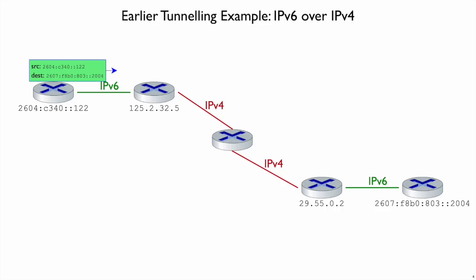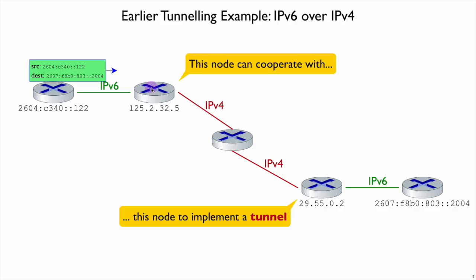We've seen examples of tunneling before. We saw how to tunnel IPv6 over IPv4, for example, where we have two parties that want to communicate over IPv6, but the path in between only supports IPv4. The solution in that case was to have nodes on the edge of the boundary between IPv6 and IPv4 that could cooperate and get messages through the IPv4 part.